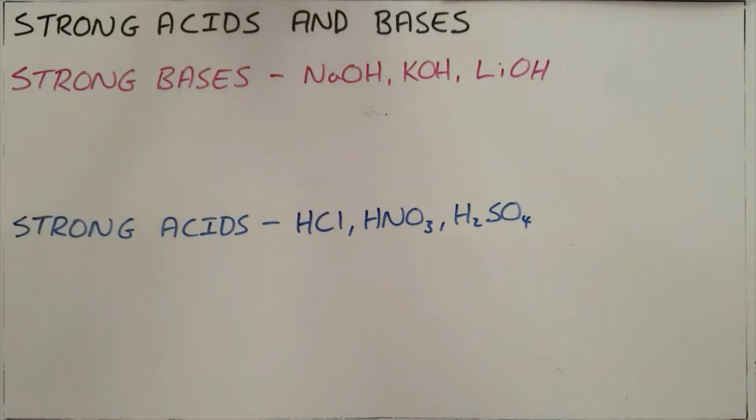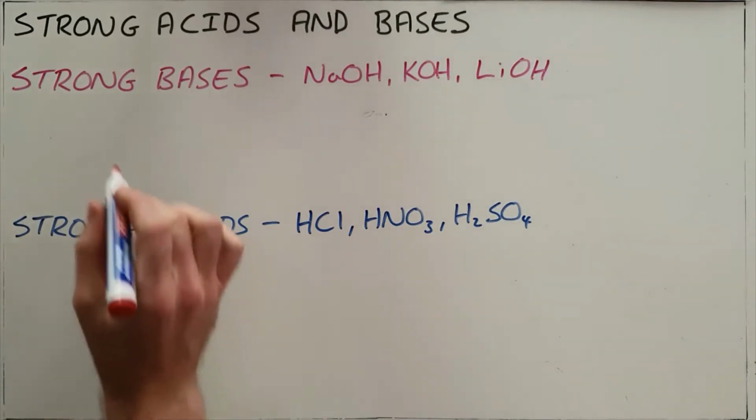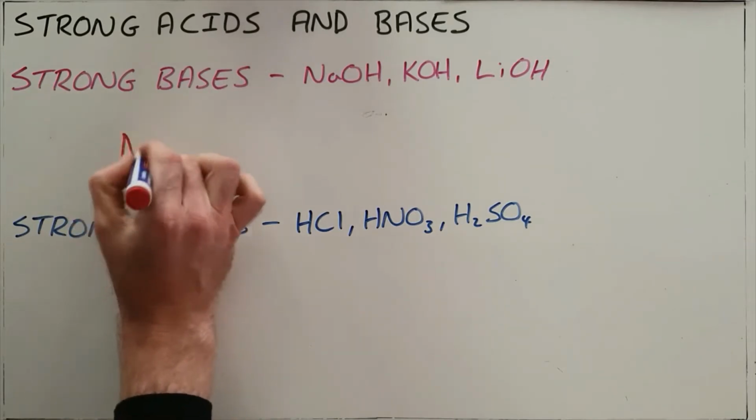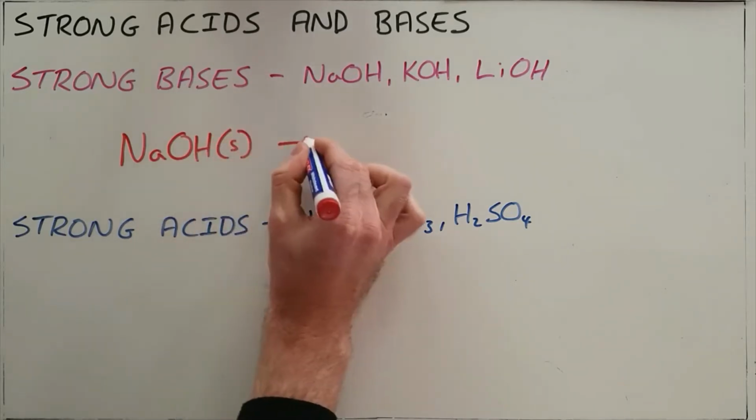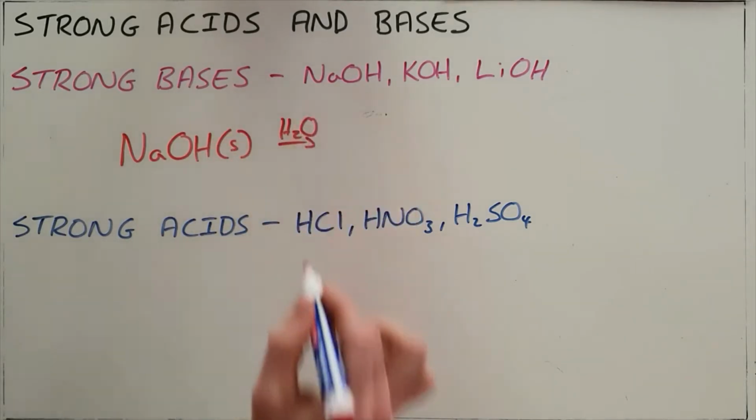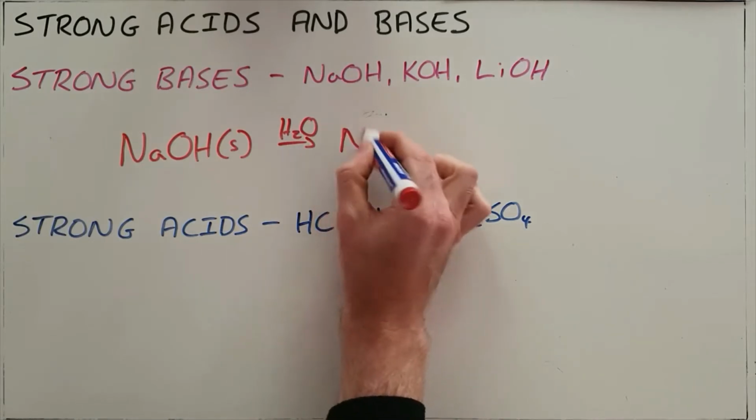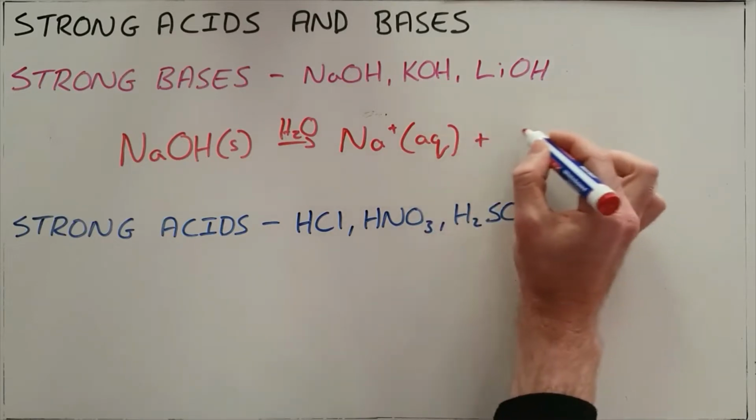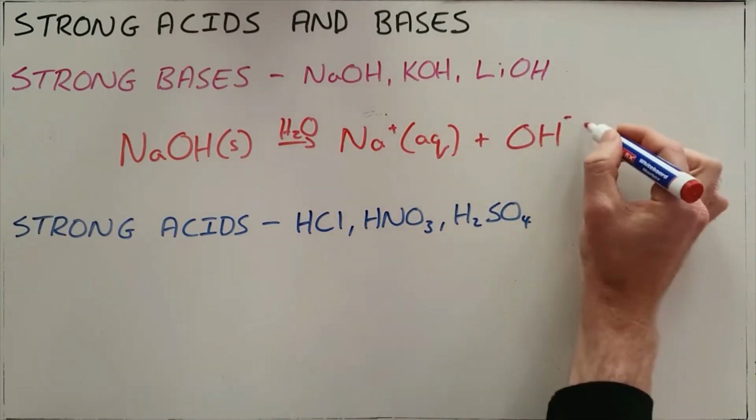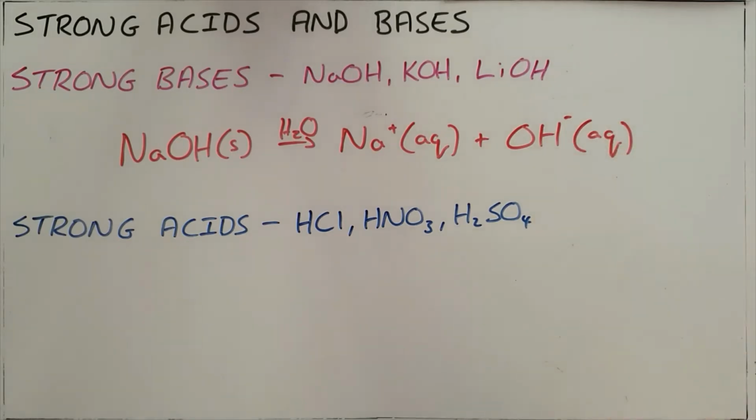It is important for us to understand the concept of strong acids and bases because their strength will determine the properties of the products that are formed in their reactions. So we know that a base, for example sodium hydroxide, when it is solid and placed in water, because it is a base, dissociates in water to form an aqueous solution of sodium ions and hydroxide ions, both dissolved in water.